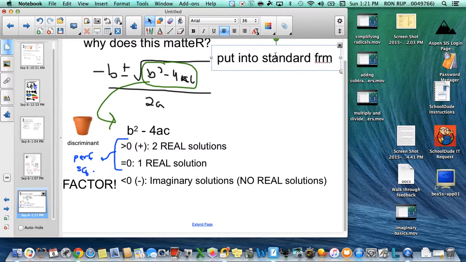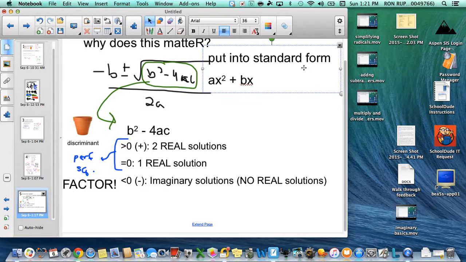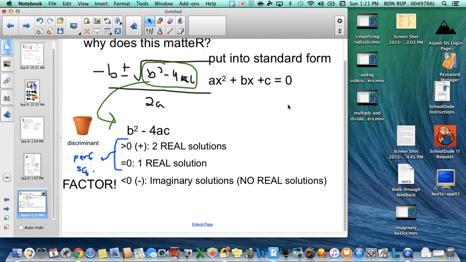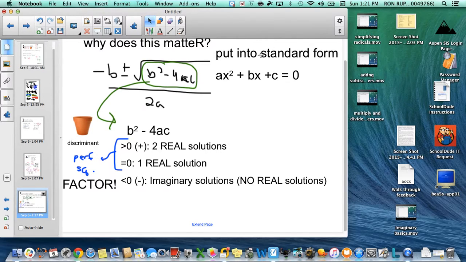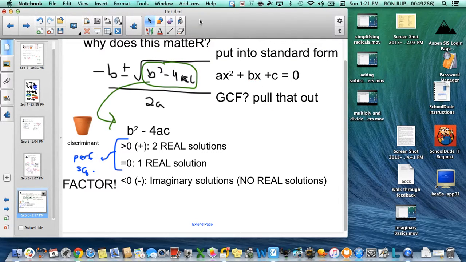If you remember, standard form is ax squared plus bx plus c equals 0. It always needs to be in that form before you do anything else. Put in standard form, ax squared plus bx plus c equals 0. Then after that, if you remember the very tippy top of our little chart, you always need to find out if they have a greatest common factor. If they do, pull that factor out. And then, after you've done these 2 things, you are going to do the discriminant.